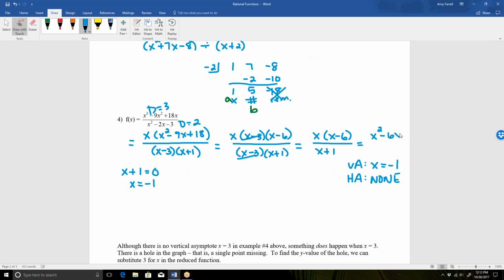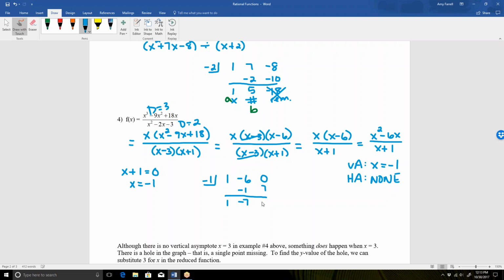In order to use synthetic division, we do need to refer to the reduced function, because I cannot use synthetic division with the original function, since my denominator is not of the form x minus c. So I'm going to look to this reduced function here. I'm going to put my c in the box, and write the coefficients of the numerator up here. I do not have a constant, so I'm going to put in a 0 there. And I'm going to perform synthetic division.